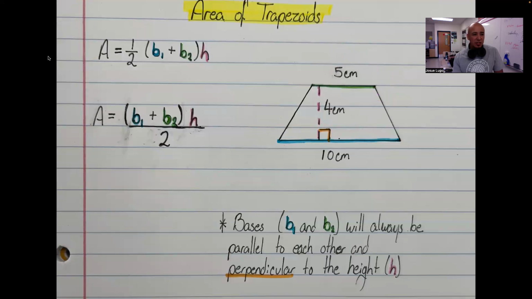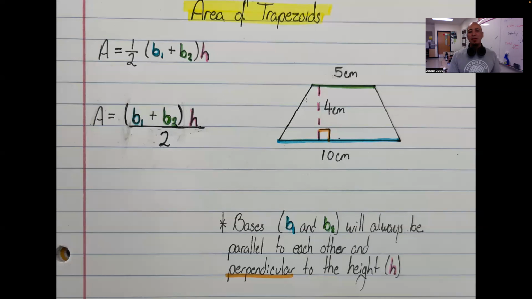And as we can see down here written, the bases in a trapezoid are going to be our base 1 and base 2. So these are our bases. The bases will always be parallel to each other. So a trapezoid will always have two bases. They will not be the same length, but they will be parallel to each other. And they will be perpendicular to the height.